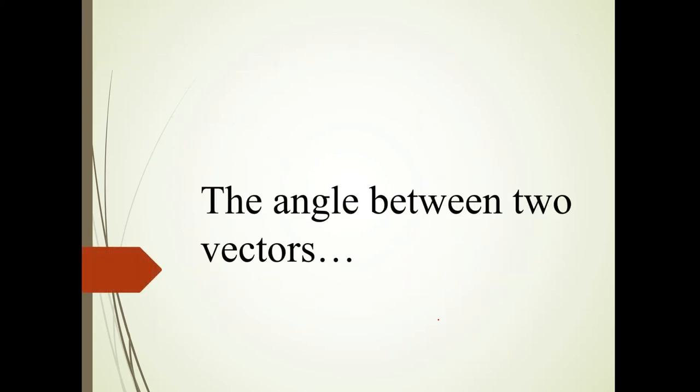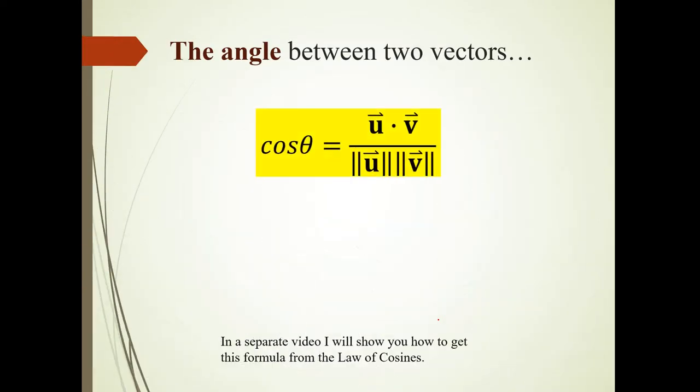Let's talk about the angle between two vectors. There's a formula for finding the angle between two vectors. In a separate video, I'll show you how to get to this formula from the law of cosines, in case you're interested. You don't need to know how to derive the formula, but you do need to know how to use it.